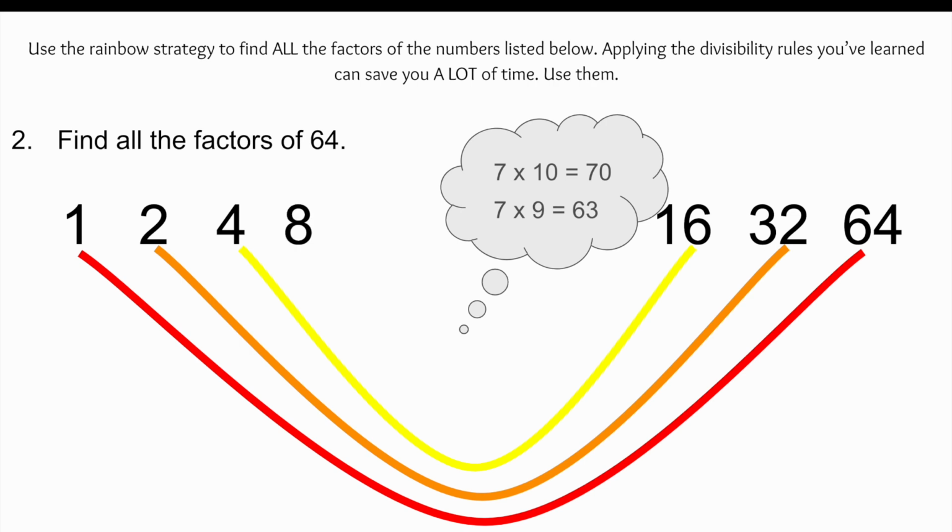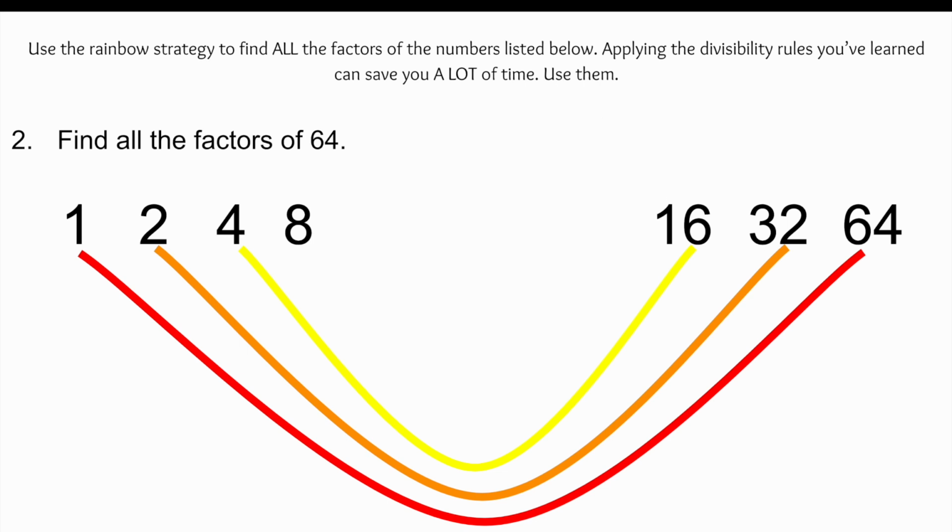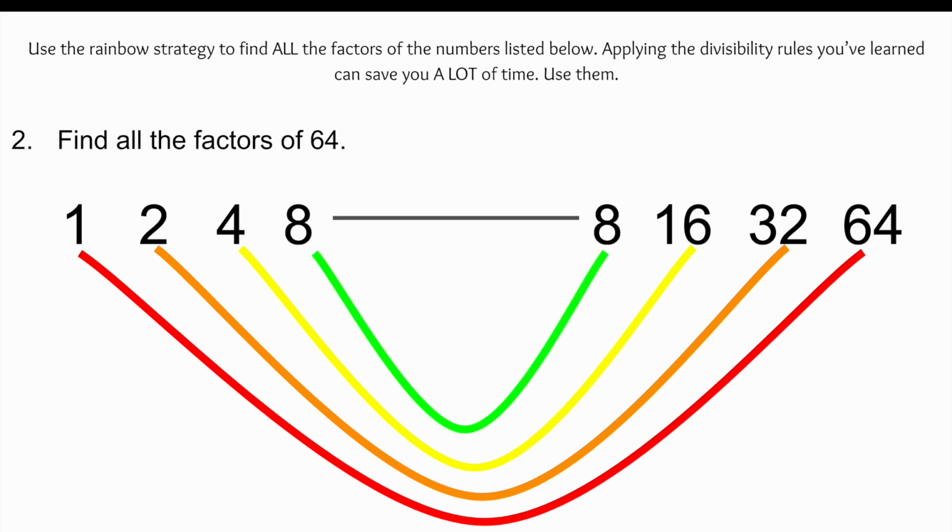So 8 is a factor. I can write down 8, and it was 8 times 8, which equals 64. And there's no number between 8 and 8 to try. So I have found every single factor of 64. But this isn't how I'm going to write my answer. Again, this is just the strategy for finding them all. I'm going to list my numbers now.